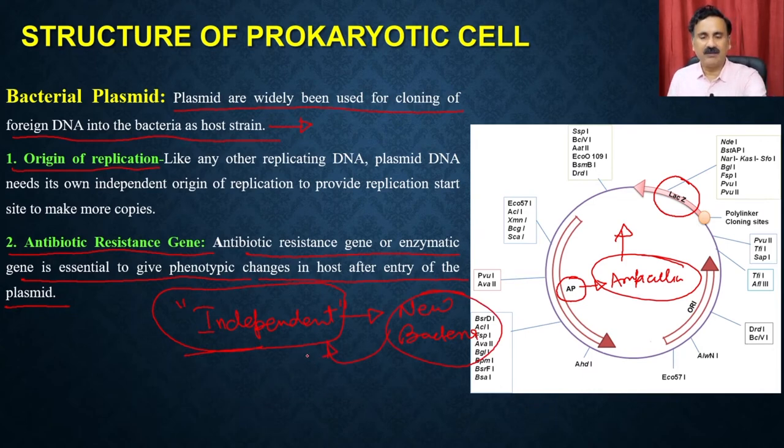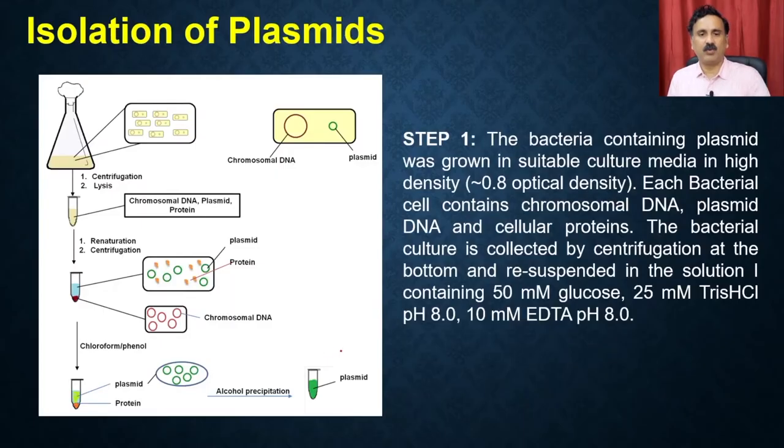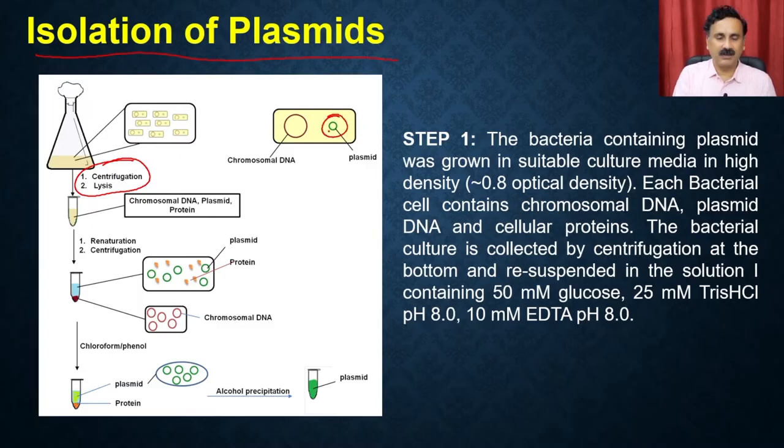Let's see how we can isolate the plasmid from the prokaryotic cell. Plasmid isolation is a multiple step process with many steps. In step one, you have to collect the bacteria. First you take the bacteria and transform them with the plasmid, or suppose the bacterial plasmid is already present in the bacterial cell.